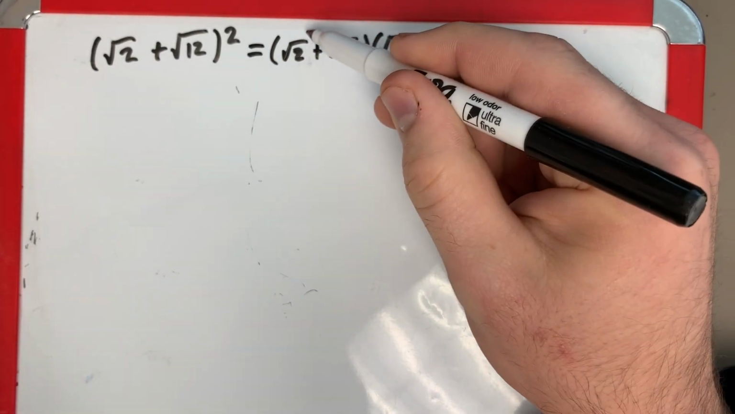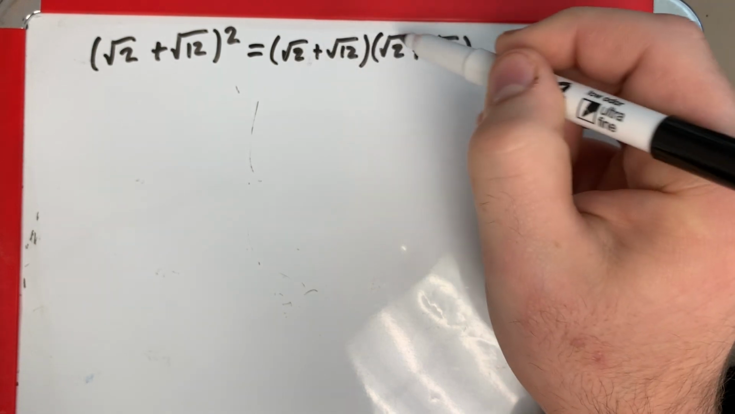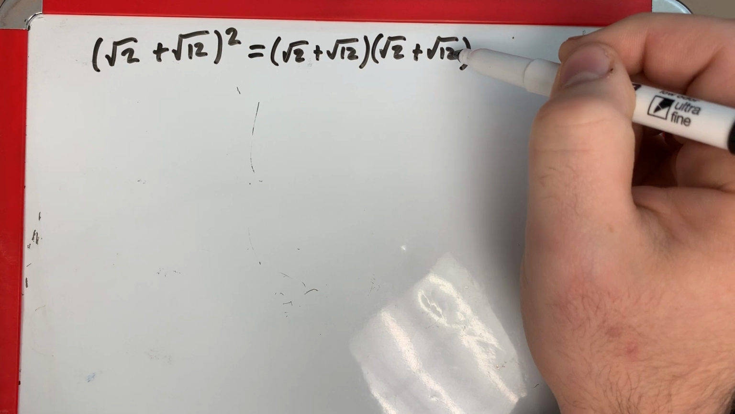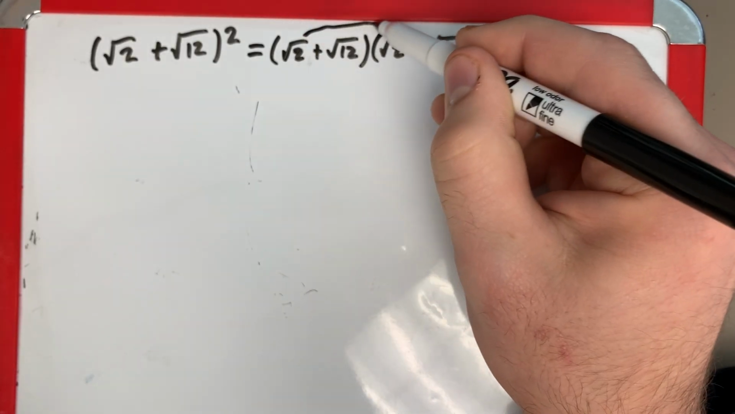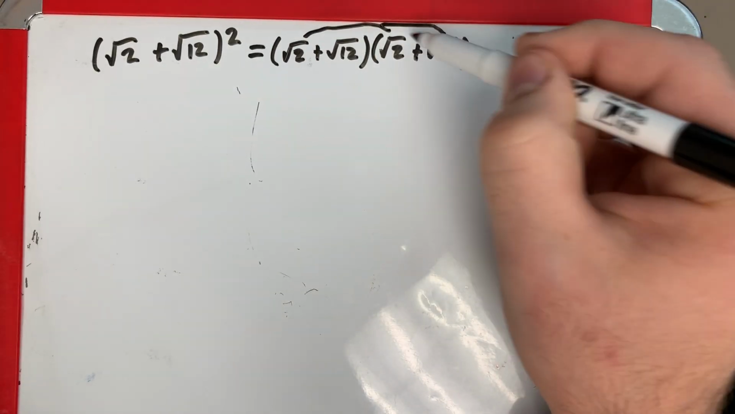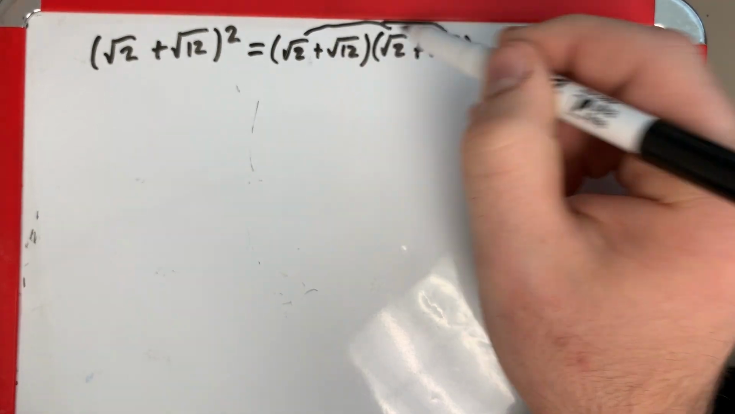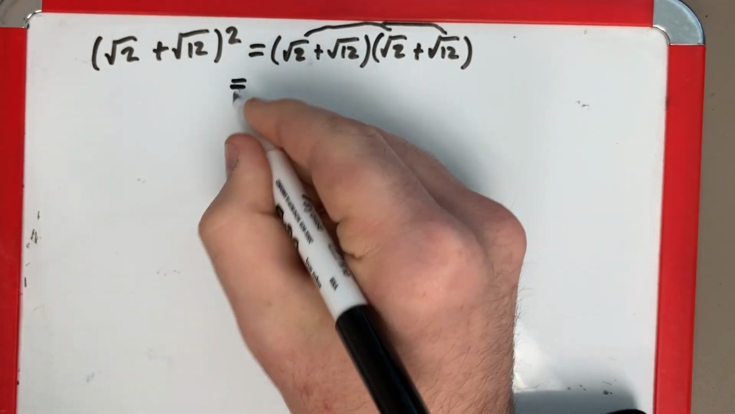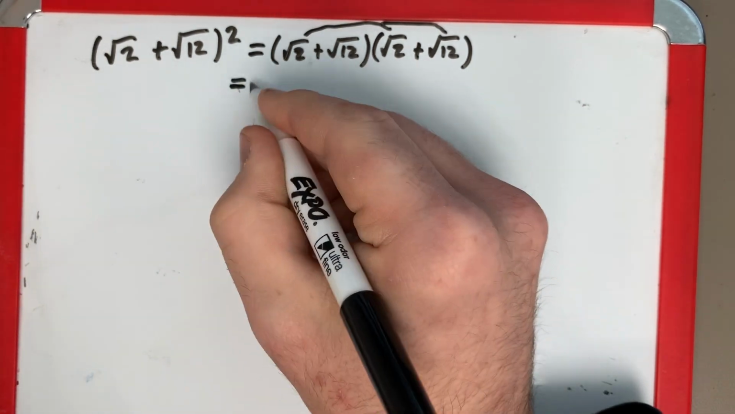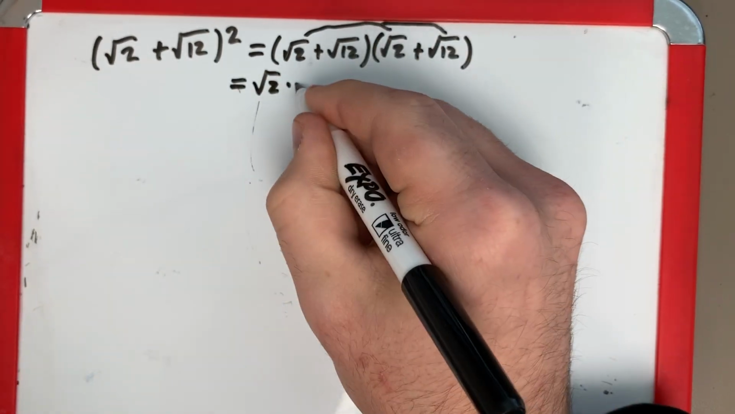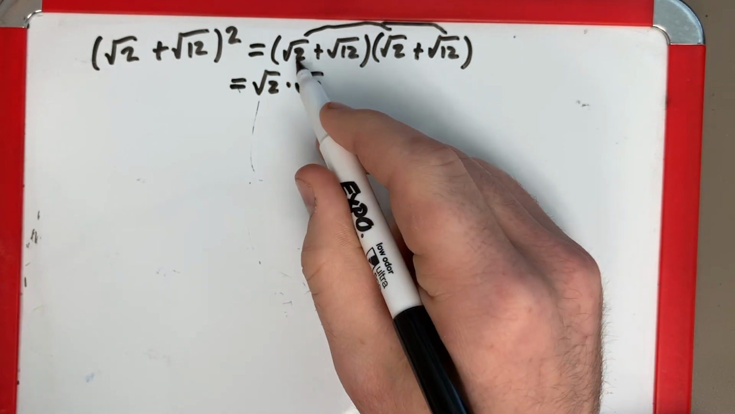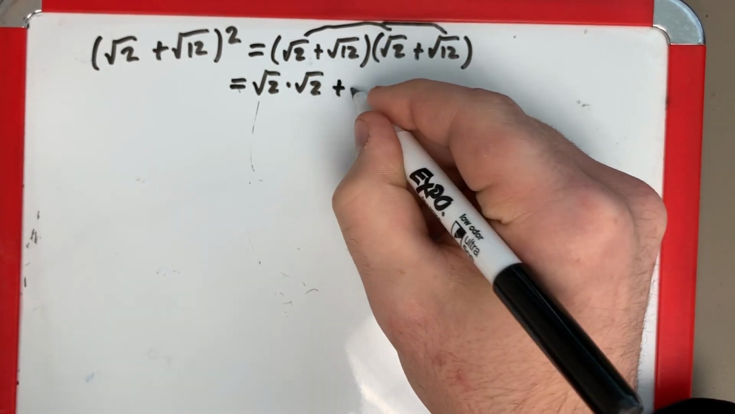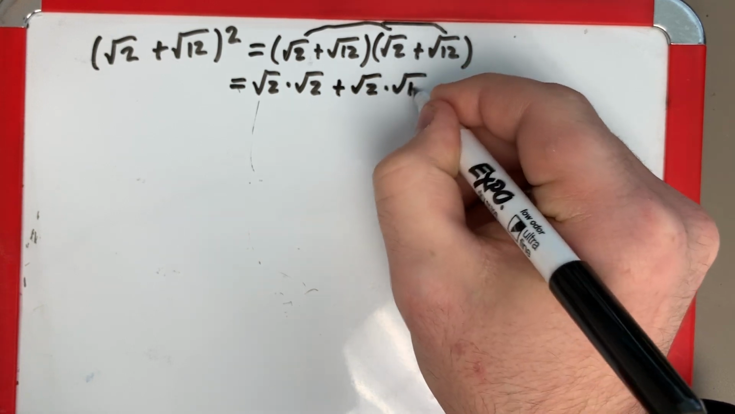So we're going to take this root 2, and we're going to multiply it to this root 2. And we're going to take this root 2, and we're going to multiply it to this root 12, and add those together. Just basic foiling. I like to have these little weird arcs that help me keep my work straight here. All right, so we have root 2 times root 2. And then we're going to add that to root 2 times root 12. So we have root 2 times root 12.